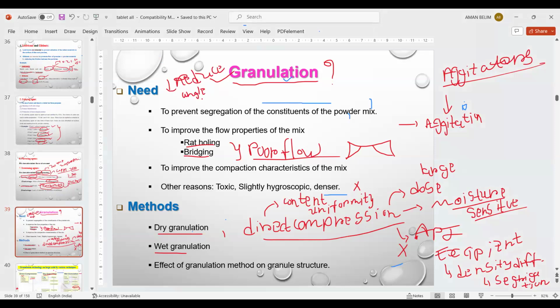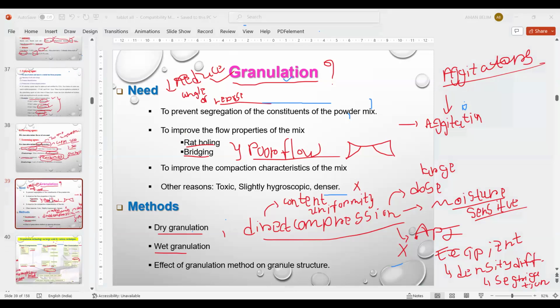Because if the angle of repose is higher, then the flow property will be poor. Yes, reduce angle of repose. And what is the formula for angle of repose? Tan theta is equal to h by r, right? Tan theta is equal to h by r. And have you told me the names of the methods through which we can calculate the angle of repose? We will see this in the micromeritics chapter also, but it is connected here. So that's why I have also included that part.